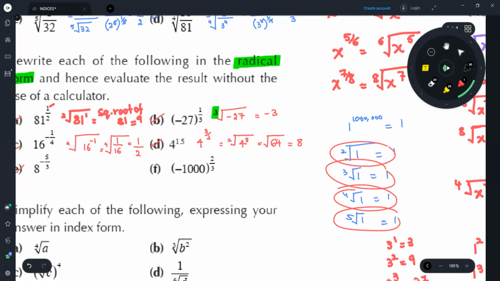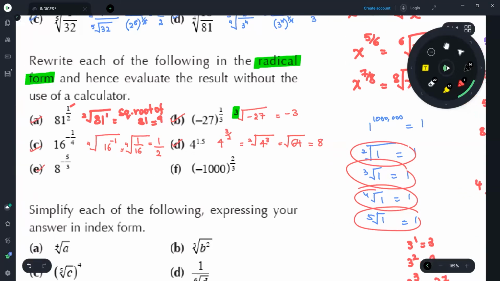Then we have part E. That's 8. So if it says evaluate, we will solve everything. The command word evaluate means you have to find the final answer, right?